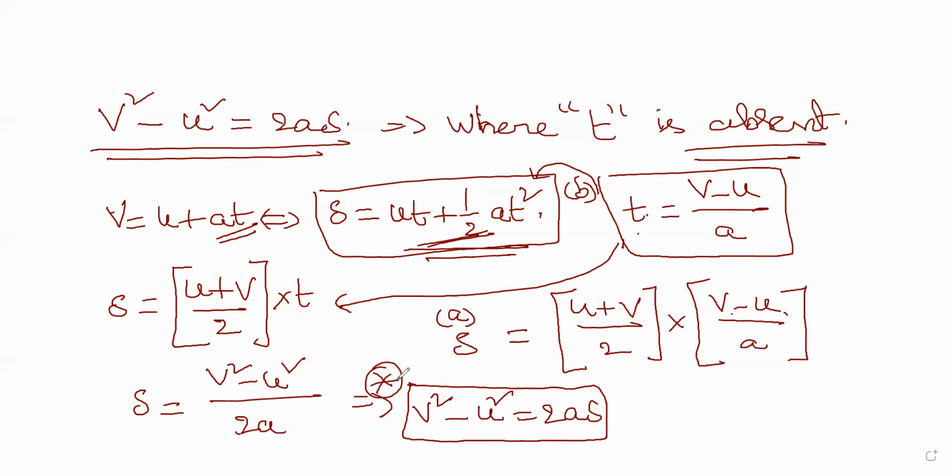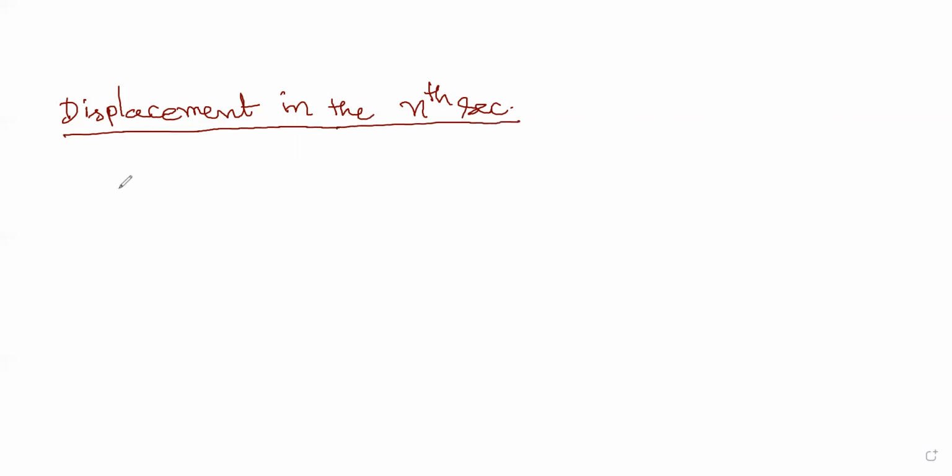So let's go ahead to the next part, which is the displacement in the nth second. So the displacement in the nth second is what my calculation is. For that, we will call the displacement in the nth second Dn, that is given by the formula: displacement in n seconds minus displacement in the n minus 1 seconds. So that is the displacement at the nth second.